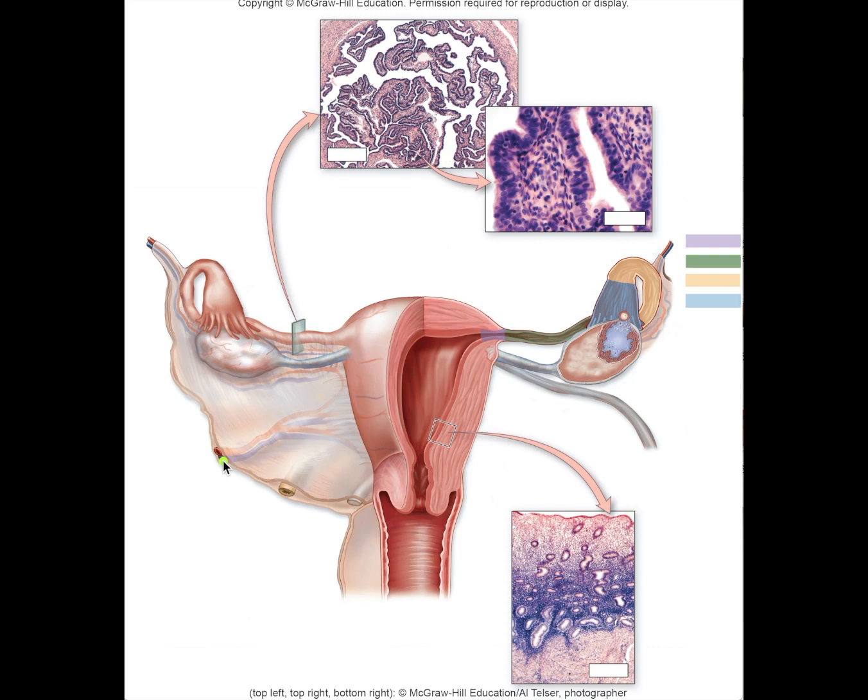And then we have the ovarian ligament. The ovarian ligament is this gray one right here, and it attaches the ovary to the uterus. It is not a tunnel. It does not have a lumen. It is merely to attach the ovary to the uterus. So don't confuse the uterine tube with the ovarian ligament. They look very similar to each other.